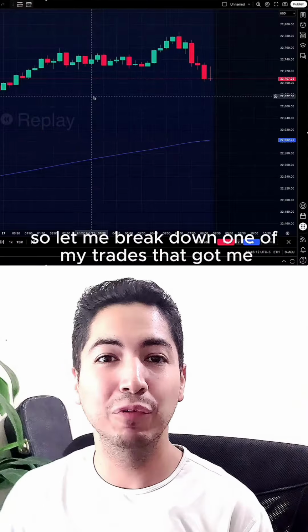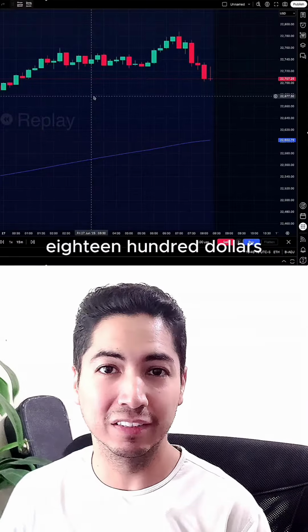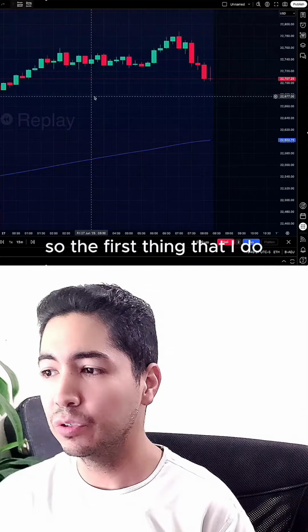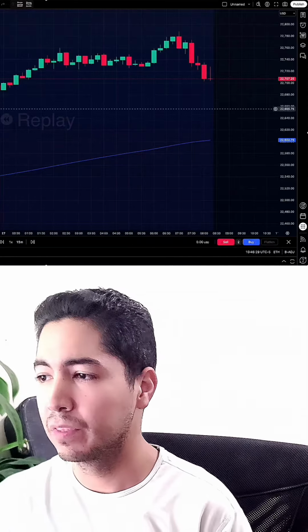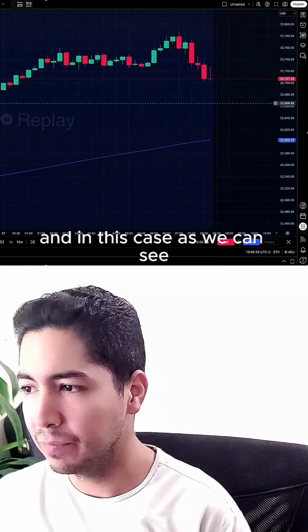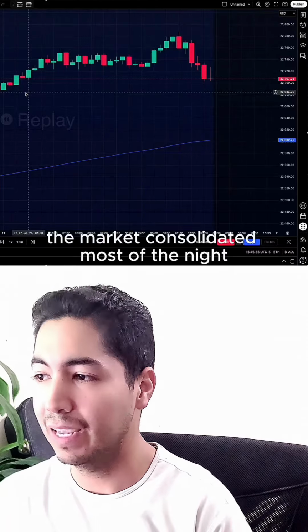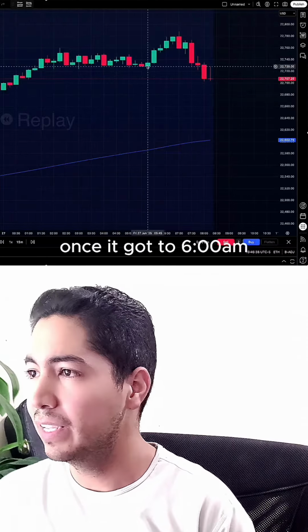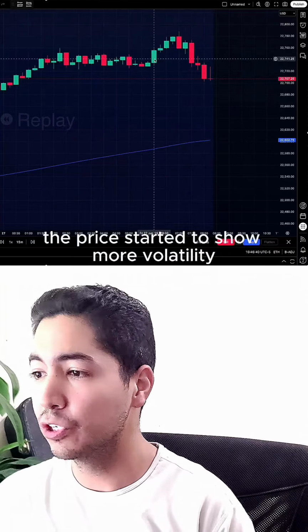All right, so let me break down one of my trades that got me $1,800. So the first thing that I do is look at the pre-market data. I take note of what the market did overnight, and in this case, as we can see, the market consolidated most of the night. Once it got to 6 a.m., the price started to show more volatility.